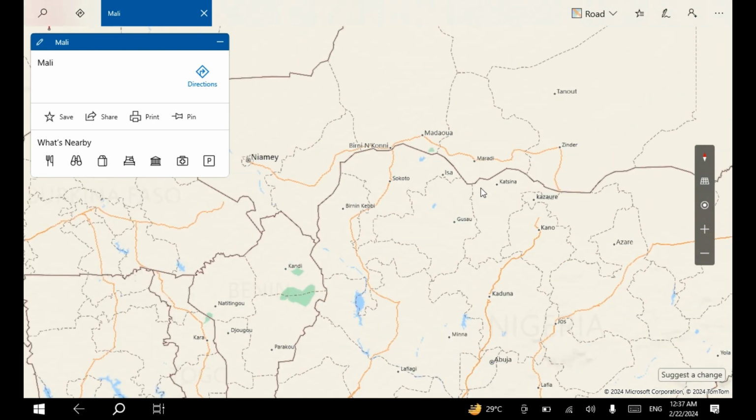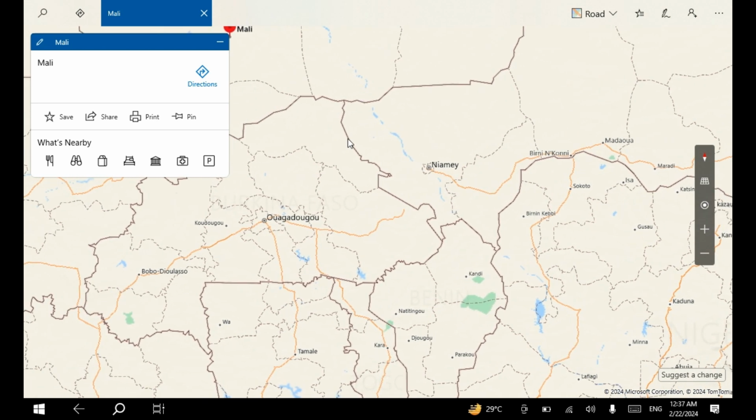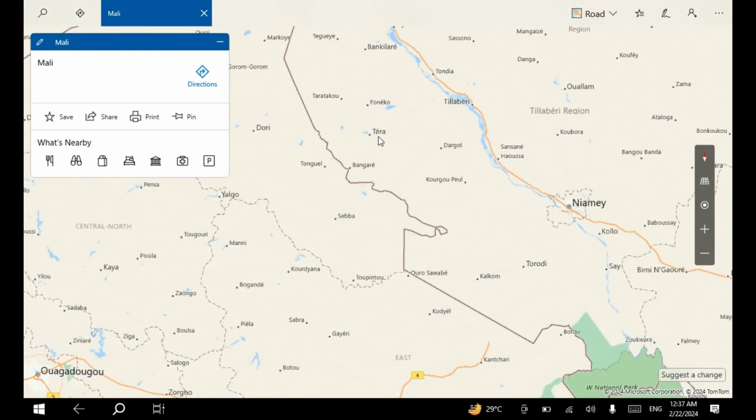Terah, father of Abram, father of Haran. Right.